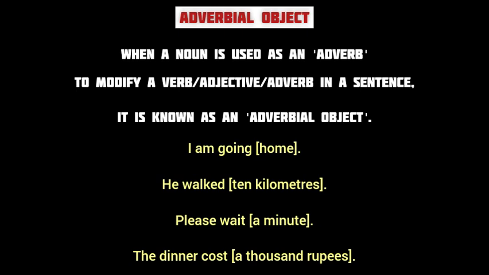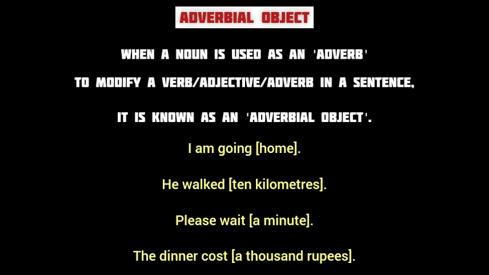As the name suggests, when a noun is used as an adverb to modify a verb or adjective or adverb, it's called an adverbial object in the sentence. For example, in the sentence, I am going home, home is a noun which is modifying the verb going, hence it is serving as an adverb here. So, home is the adverbial object of the verb going.